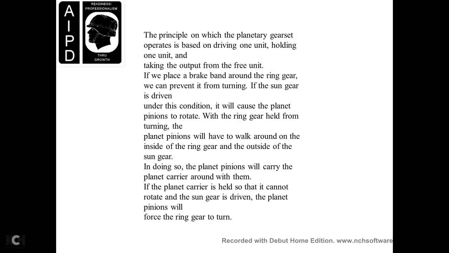The principle of the planetary gear set operates on the basis of driving one unit, holding one unit, and taking the output from the free unit. A band brake can be placed on the ring gear to prevent it from turning, with the sun gear driven. Under this condition, with the ring gear held, the turning of the planet pinions makes them walk around the inside of the ring gear and the outside of the sun gear. Doing so, the planet pinions carry the planet carrier around with them, so they cannot rotate with the sun gear driven, and the planet pinion forces the ring to turn.